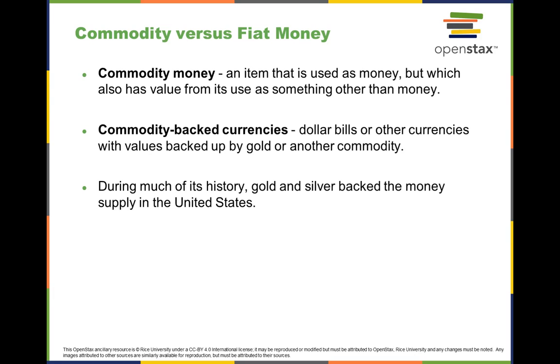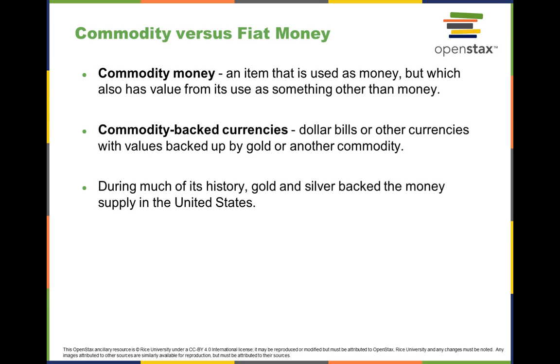Commodity-backed currencies, or representative money is another phrase for that, is when dollar bills or coins or other types of things have value because they're backed up by a commodity, like gold, for instance. And throughout American history, gold and silver had backed the supply of money in the United States, although that's a complicated history because we often had state currencies, other institutions making currencies, and that we'll get into a little bit later. But anyway, commodity money, representative money, also called commodity-backed money.